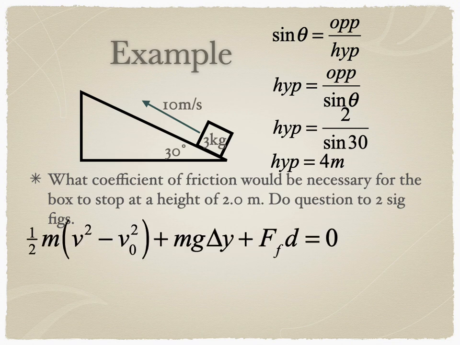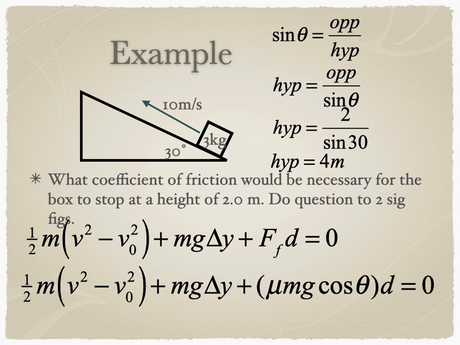We then have our equation 1/2 m (v squared minus v naught squared) plus m g change in y plus force of friction times distance. So I'll start filling in my equation for my force of friction. So we have essentially the same equation, except I've put in mu m g cos theta for my force of friction, because we know our force of friction is our coefficient of friction times our normal force, which is our force perpendicular, which is m g cos theta.